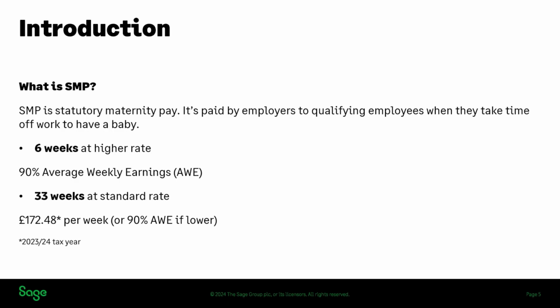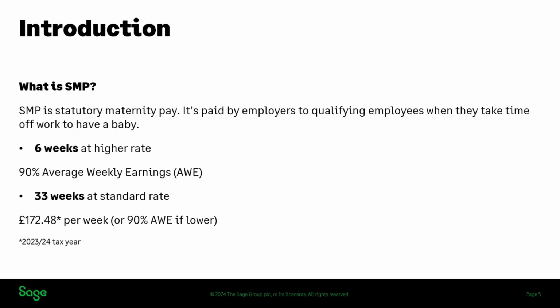The first 6 weeks are paid at the higher rate, and that is 90% of your employee's average weekly earnings. And then the following 33 weeks are paid at a standard rate, which for the current tax year is £172.48 per week, or 90% of average weekly earnings if that is lower. But that will increase in the new tax year, and the rates will automatically be increased in your software once you start processing in that new tax year for a maternity leave that spans more than the current tax year. So no need to worry about manually increasing those rates.